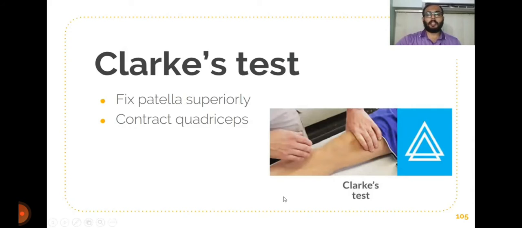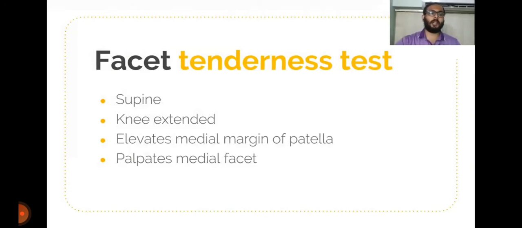This is the clinical examination test. Fix the patella superiorly with the first and second web space, and ask the patient to contract the quadriceps. Ask the patient to extend the knee joint. Whenever the patient extends the knee joint or contracts the quadriceps muscle, the patella will move proximally, and we are fixing the patella to avoid that particular movement which causes pain in chondromalacia patella.